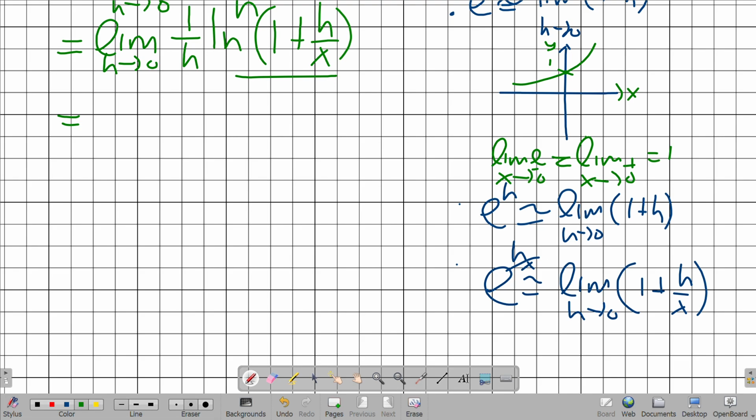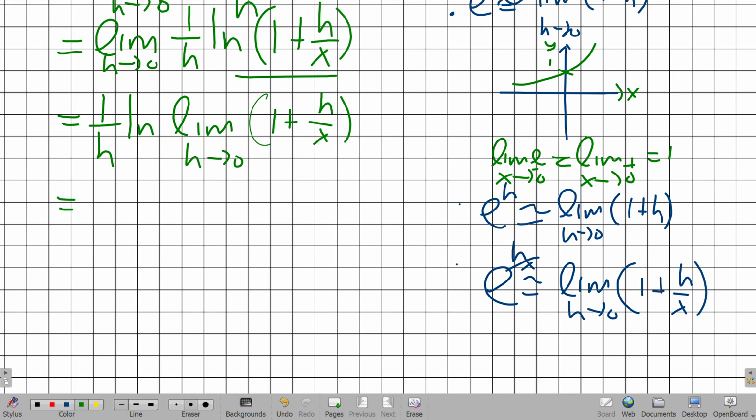But before I substitute, let me just say this is equivalent to 1 over h natural log of the limit as h approaches 0 of 1 plus h over x. When we just swap this, that's entirely okay. Now, this leads us to 1 over h natural log of this whole value here, which is equivalent to just e to the power of h over x.